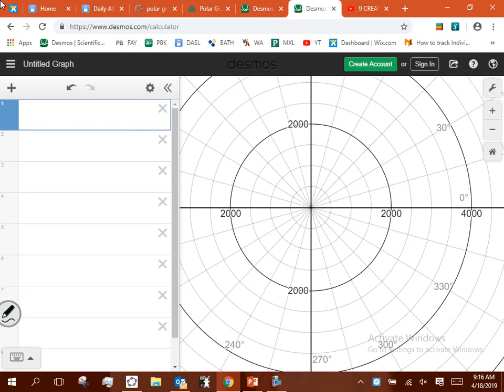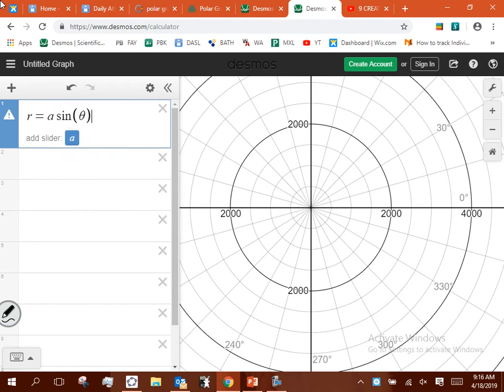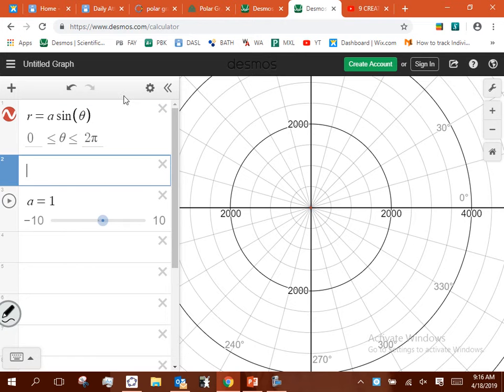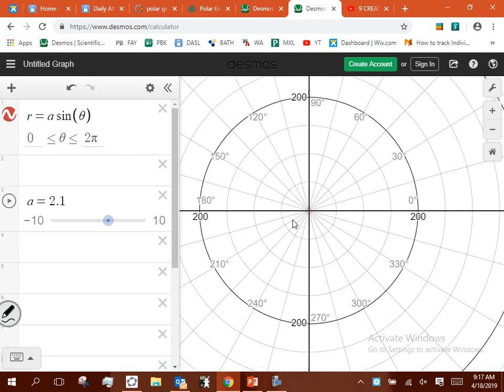Let's say we've got R, we did this one, R equals A sine of theta. Right now, let's go theta between 0 and 2 pi here. And yeah, I'm zooming out real far.